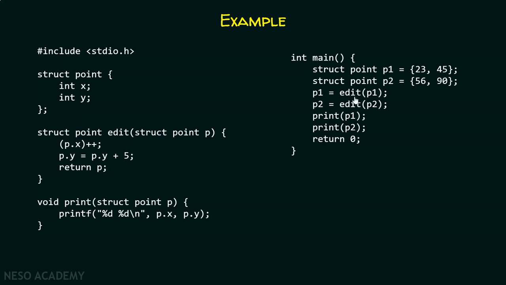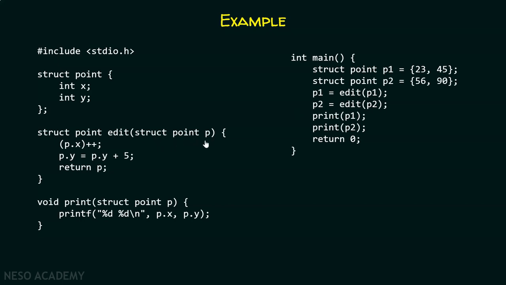Now we are calling this edit function, and in the first edit call, we are passing the copy of p1 variable. You can see over here that I'm just passing the copy of p1, which is obviously received by this p. This p variable is of type struct point. Obviously it has to be because here we are passing p1 variable which is of type struct point. The data type of parameter and argument must match. That is why this type must be struct point.